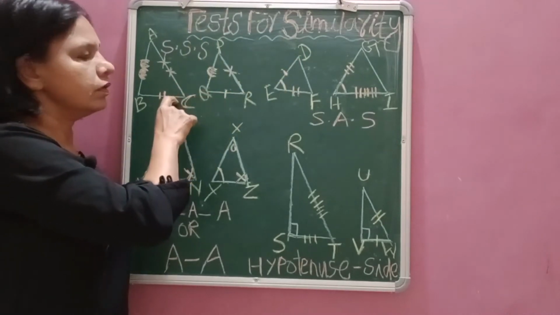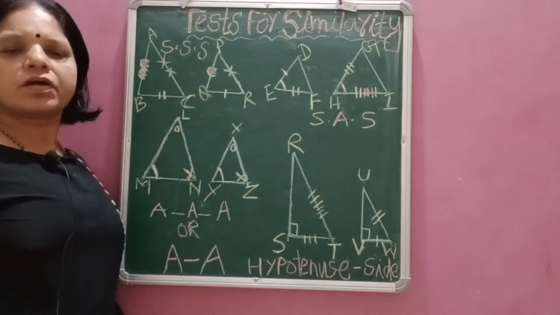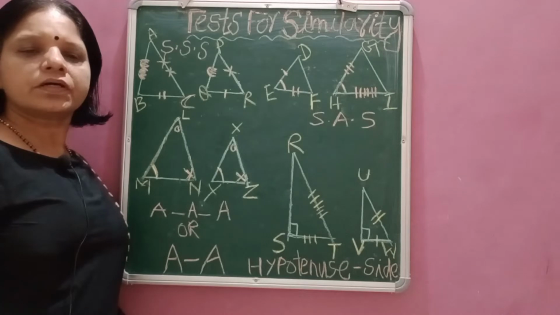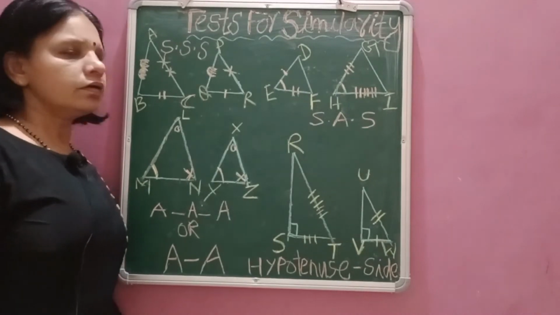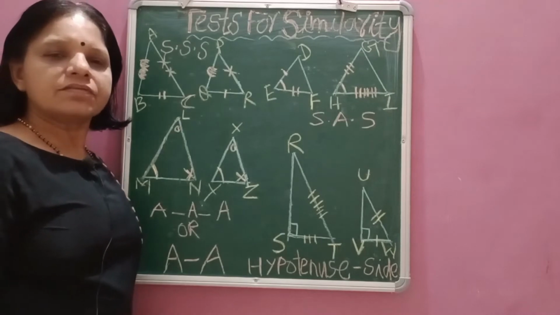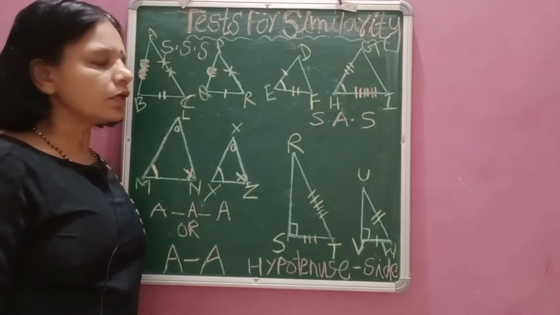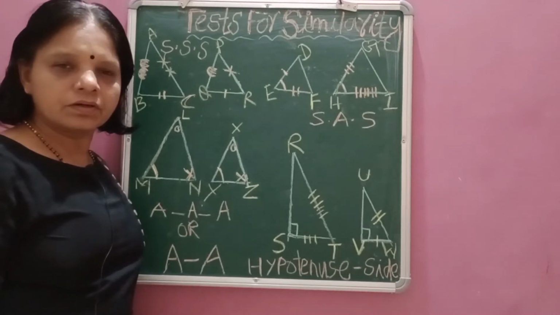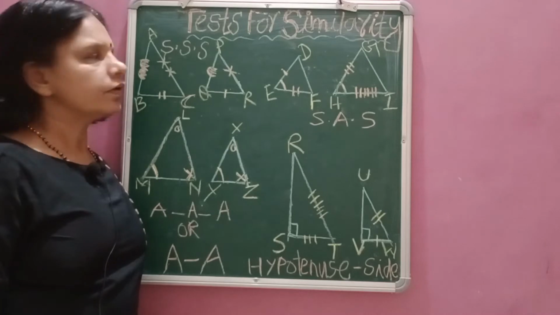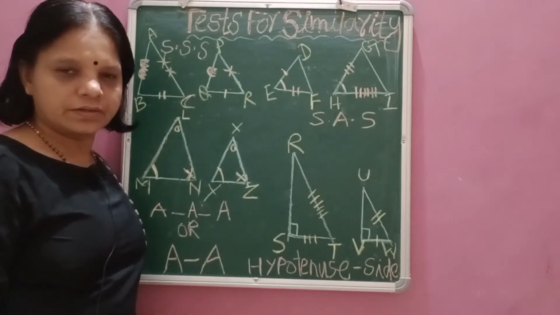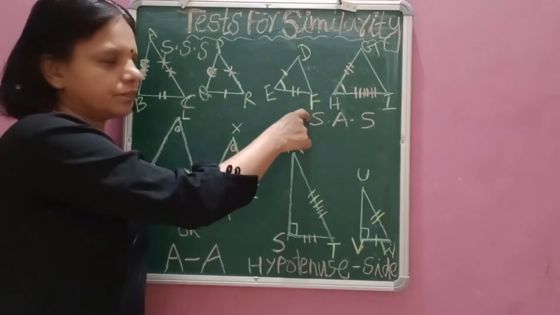So how will you define this? In 1-1 correspondence between the vertices of two triangles, if the corresponding sides are proportional, or the ratio of the corresponding sides are equal, then the triangles are similar by SSS test. Clear? Now comes the next figure.